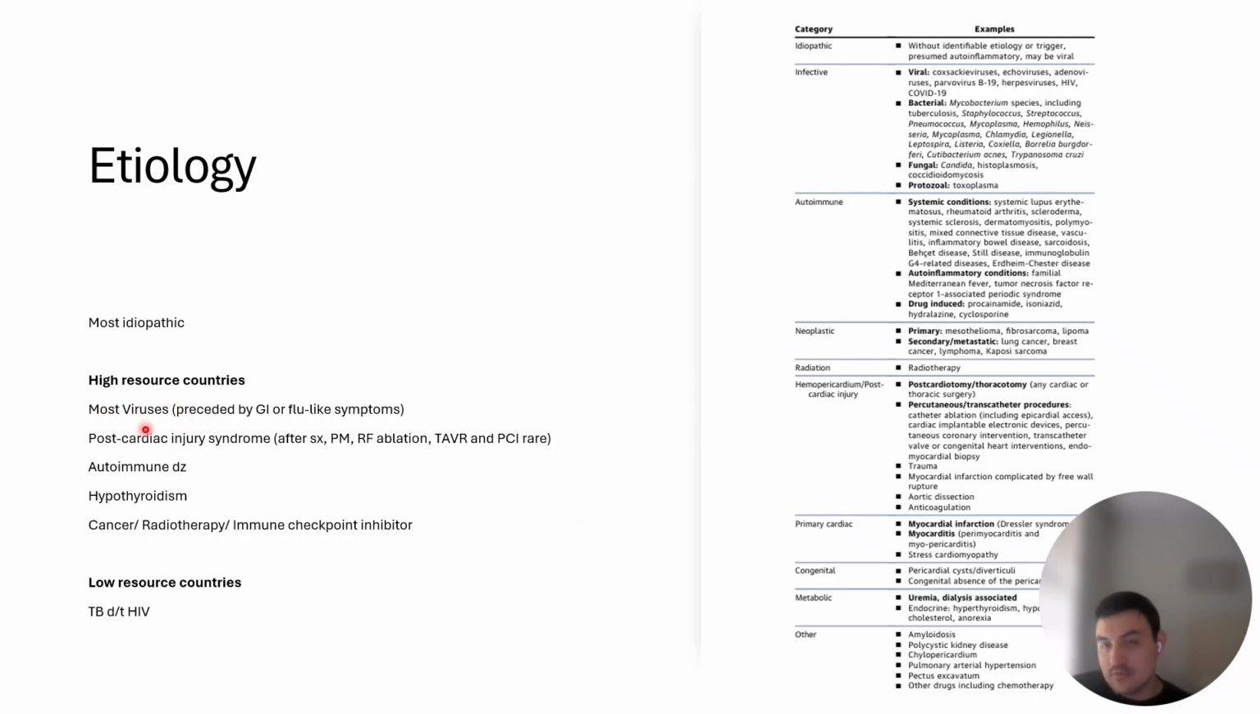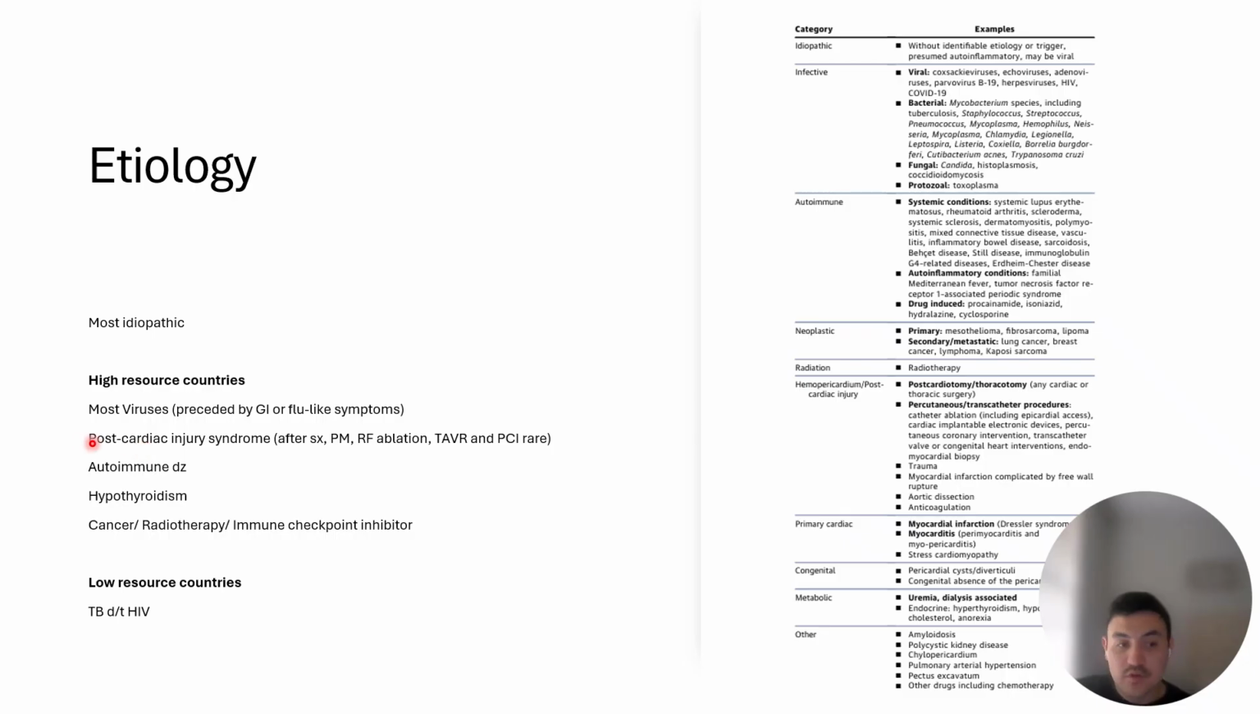Also, it's common nowadays for a lot of patients to have cardiac interventions such as TAVR, PCI, pacemaker, etc. That can also cause acute pericarditis. This is called post cardiac injury syndrome. So always ask, do you have recently a PCI, pacemaker, ablation, surgery such as CABG?